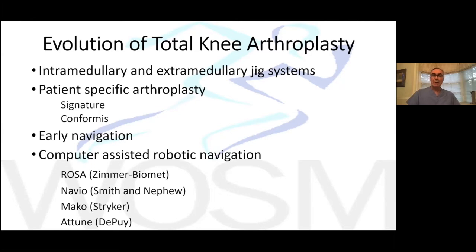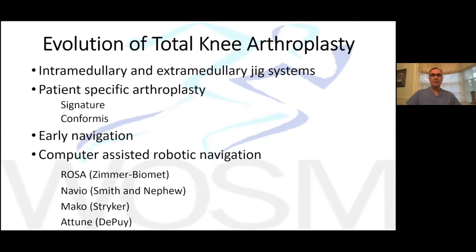So now enter computer-assisted robotic navigation, which is the state of the art and which is coming online now. You're probably hearing a lot about it. There's a lot of direct-to-consumer advertising about it. There's a number of different products available. Each of the major manufacturers has a specific robotic navigation system that's available in the marketplace today.